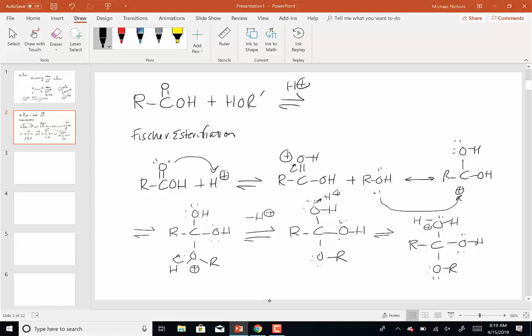And what would have happened if we would have protonated the OR group? It just would have gone backwards. So we protonate either one of the OH groups. Okay, so then what happens next? Table 7. The water leaves. Agreed. Okay. So the water is going to leave. We're going to go to the next slide.